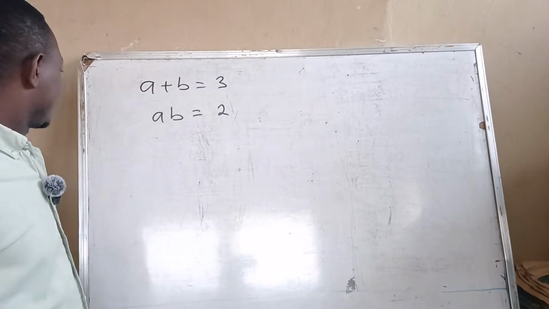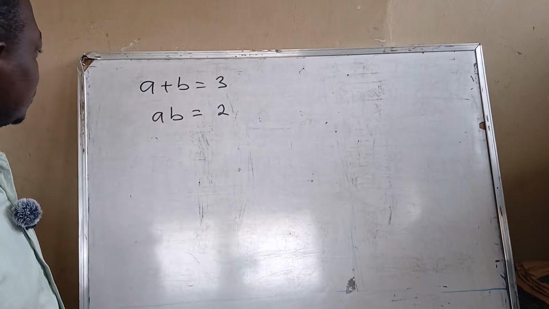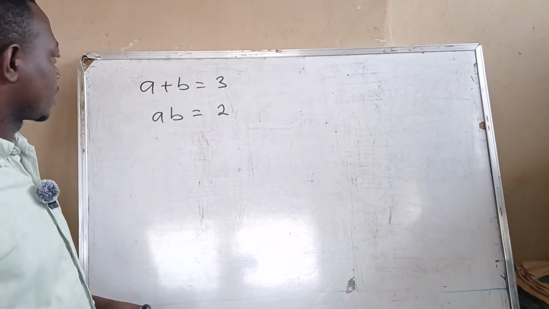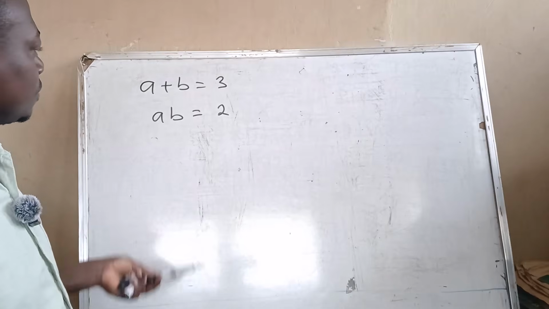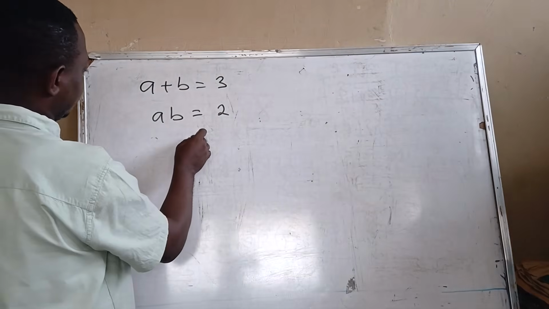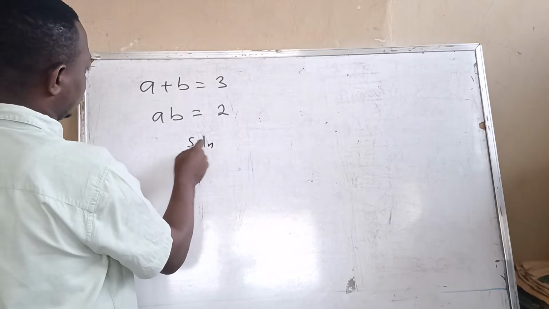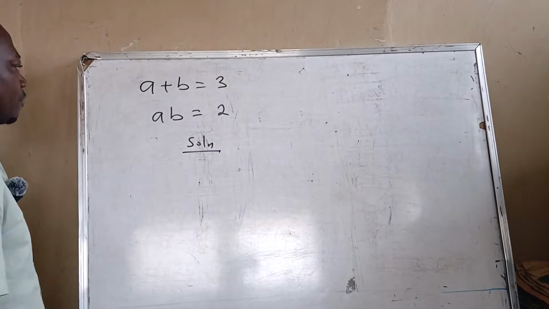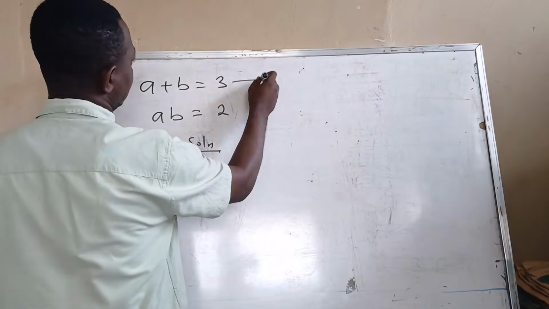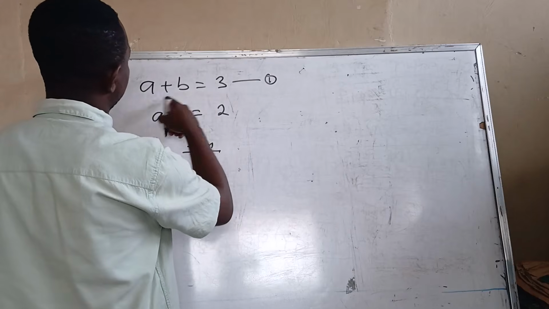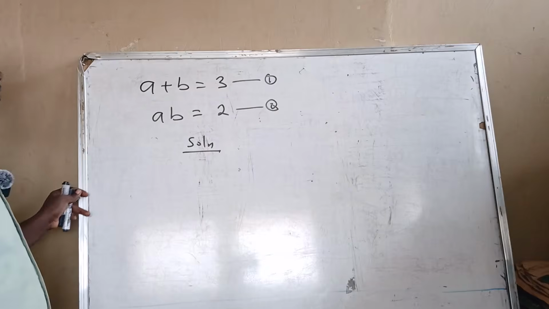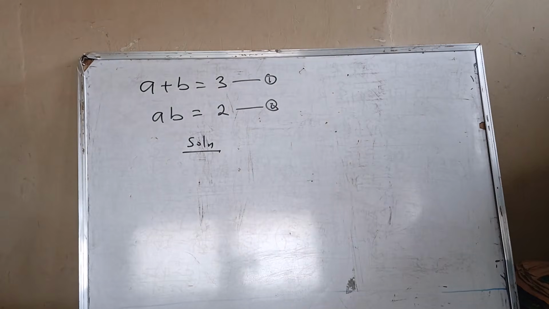All right, let's provide a solution to this. We are given a + b = 3 and ab = 2. Solution. First of all, let's label the first equation as 1, this one, and the second equation as ab = 2.